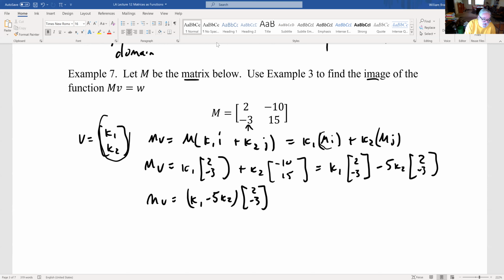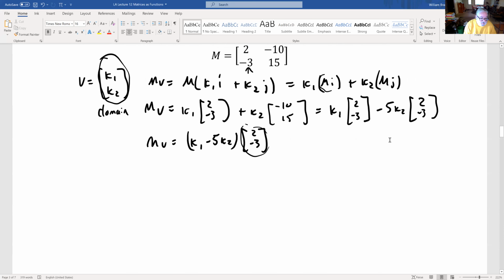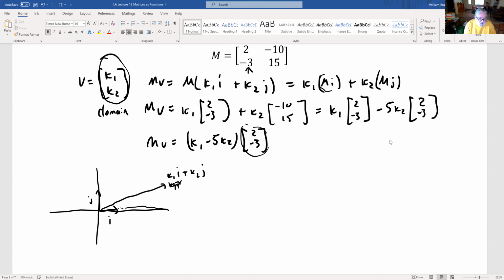So no matter what vector I pick in the domain, the image in the codomain is going to be a multiple of (2, -3). So if we think about what this matrix does, I have a vector i and a vector j, and a vector k1 i plus k2 j. Remember, k1 is the coordinate along the i-axis, k2 is the coordinate along the j-axis, and it gets mapped over to this thing.